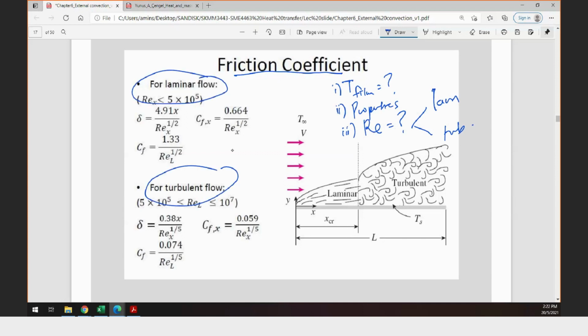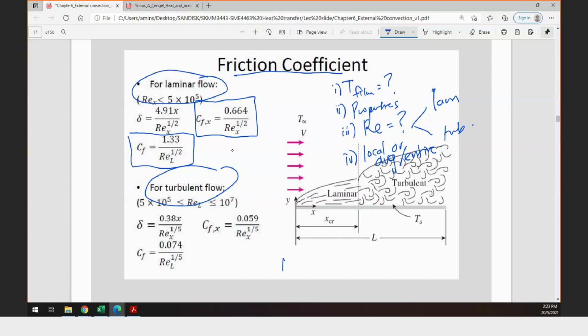Depending on whether you are looking for the local or the average, the entire, whole. So if you are looking for the whole, then choose the equation without subscript x. If you are looking for the local value, then you choose the equation that has an x term. Same goes for the turbulent. Okay, so what is this for? This one is used to calculate drag force.